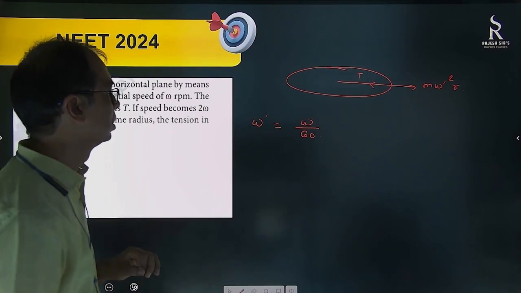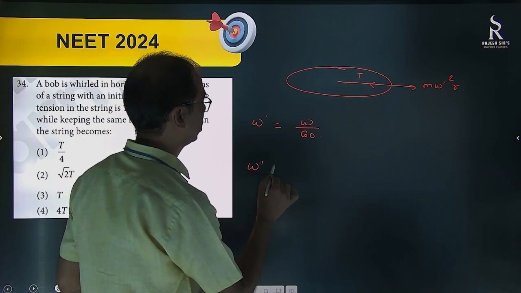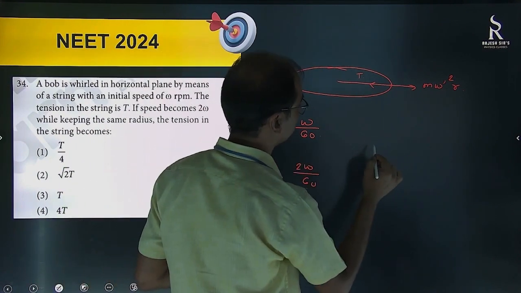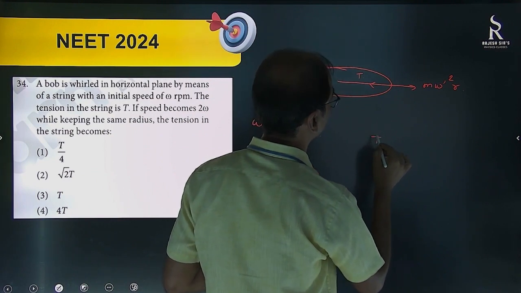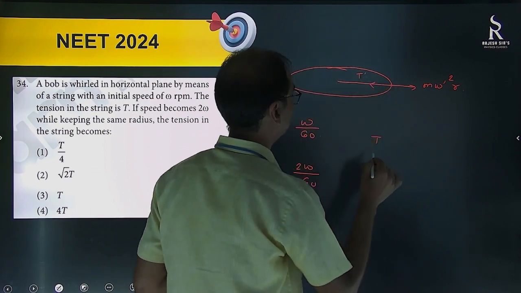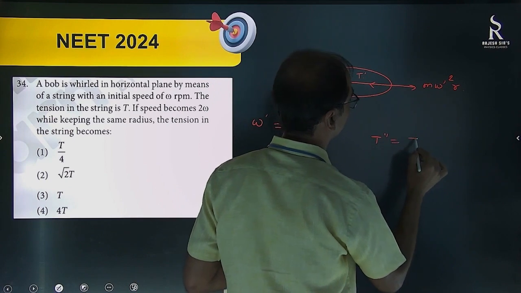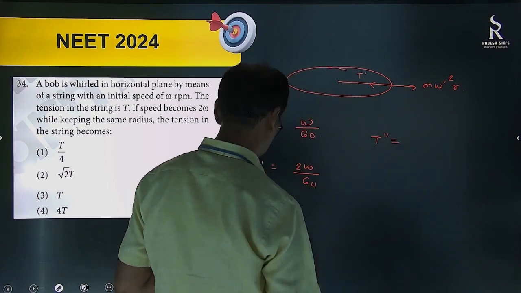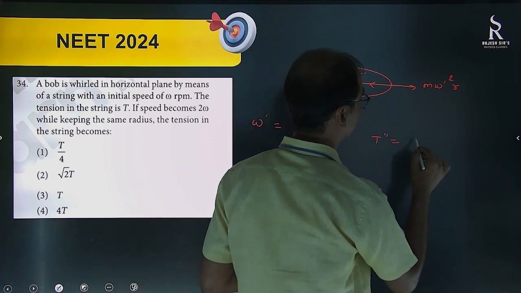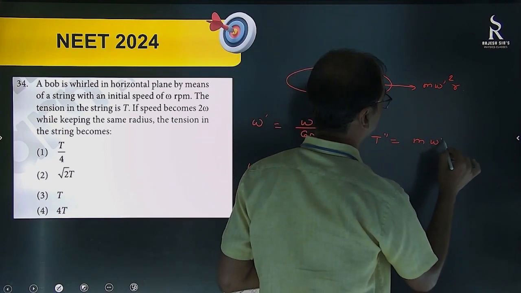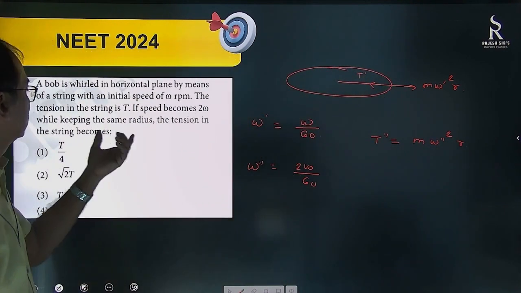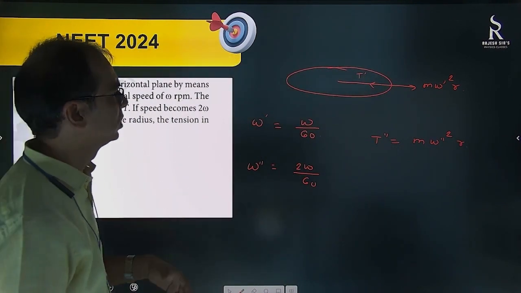Now he says in the second case he doubles the omega, it becomes 2 omega. So our omega double dash has become what? 2 omega by 60. So now, T dash is this only, okay, T double dash will be equal to m omega double dash square into r. Okay, he's asking tension only. So let's get the relation directly.